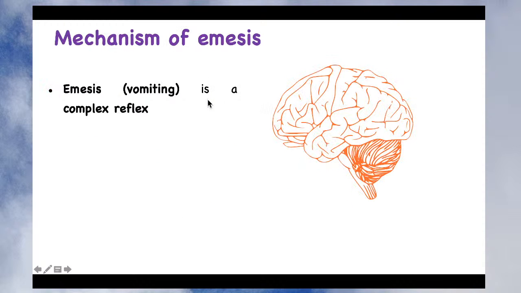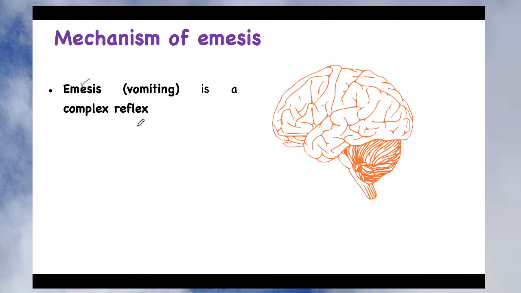Let's see the mechanism of emesis. So emesis is a complex reflex. First try to understand what we mean by emesis. Emesis is the scientific term used to describe the act of vomiting. So if patients suffer from vomiting, that act is scientifically called emesis.